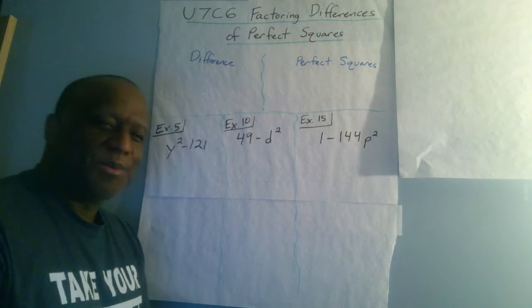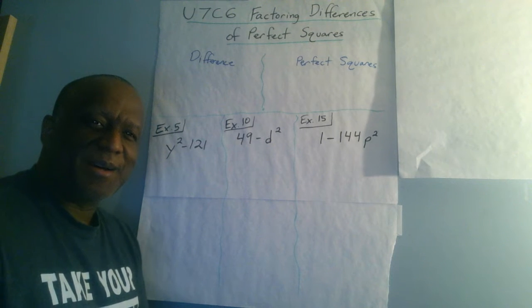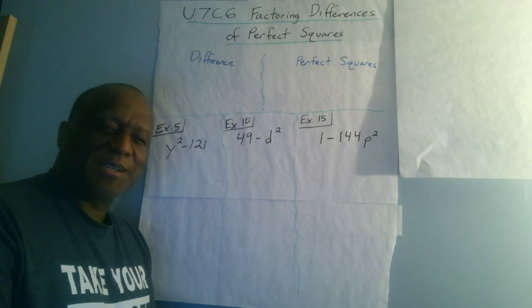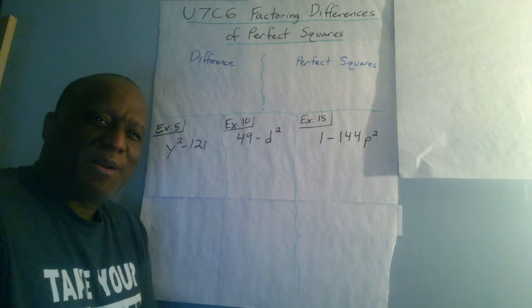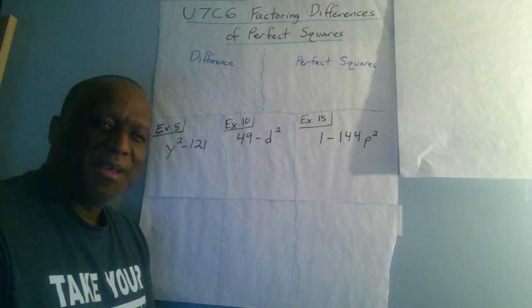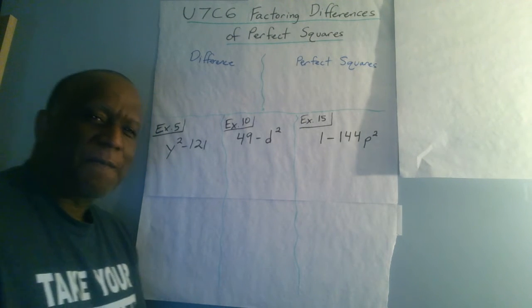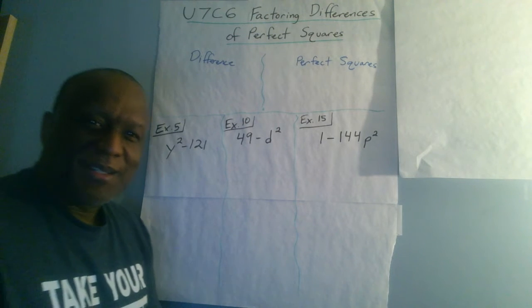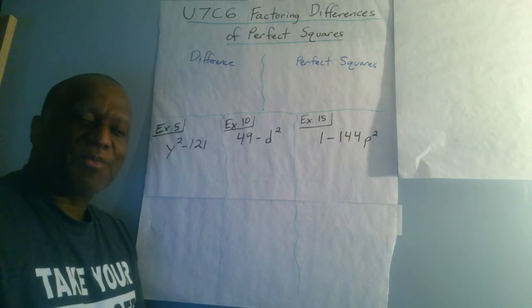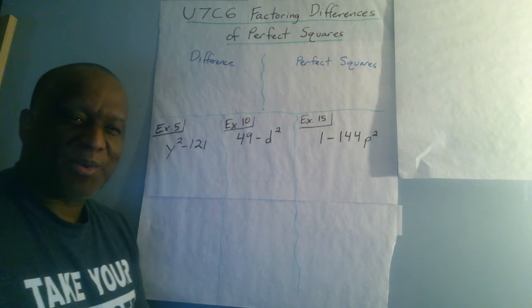It's Brother DeVoe, just chilling on the weekend, and we got Unit 7, Concept 6 coming up, and figured why don't I just do a couple of examples with you before you guys do it yourself. This topic for Unit 7, Concept 6 is called Factoring Differences of Perfect Squares.